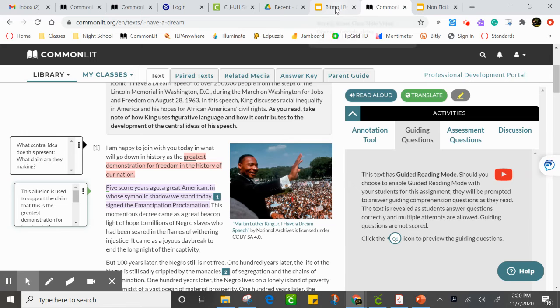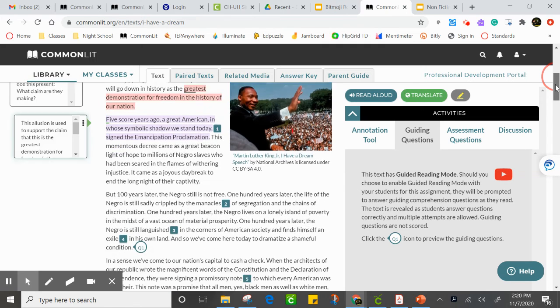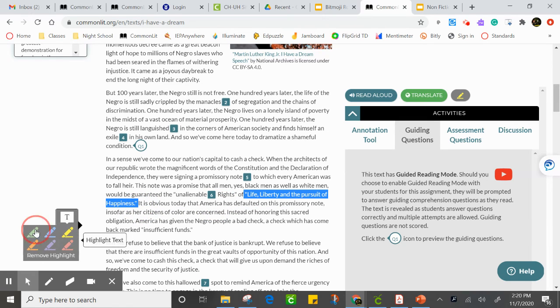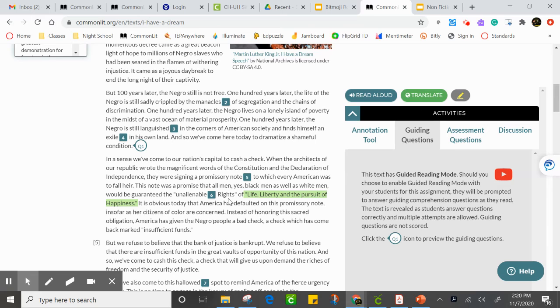So remember, our other one is going to be quoted words. You're not always going to find necessarily quoted words here, but we could put in here, I'm going to go ahead and highlight our quoted words in green. So he talks about this, life, liberty, and the pursuit of happiness. So I'm going to ask you if you know where that comes from.